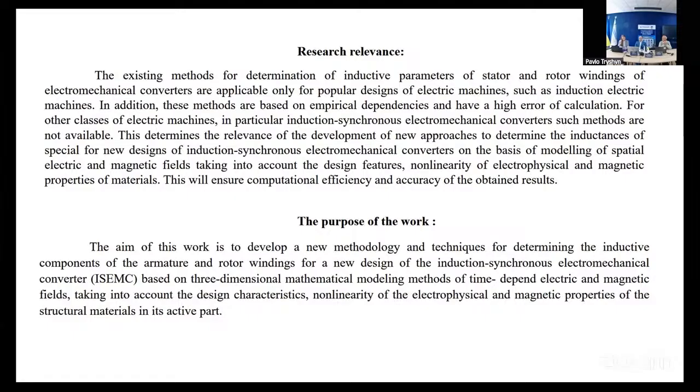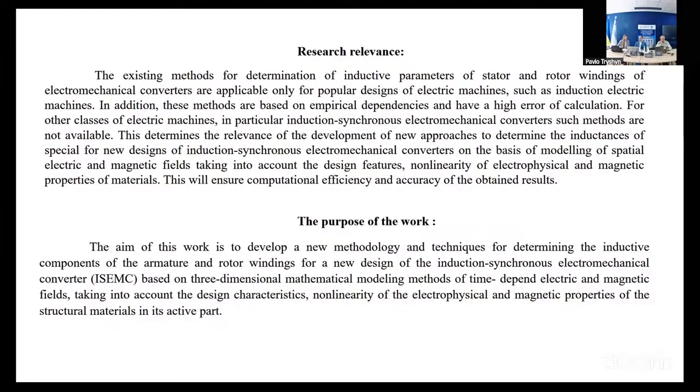The existing methods of determination of inductive parameters of stator and rotor windings of electromechanical converters are applicable only for popular designs of electrical machines such as induction electric machines. In addition, these methods are based on empirical dependencies and have a higher error of calculation. For other classes of electrical machines, in particular induction synchronous electromechanical converters, such methods are not available.